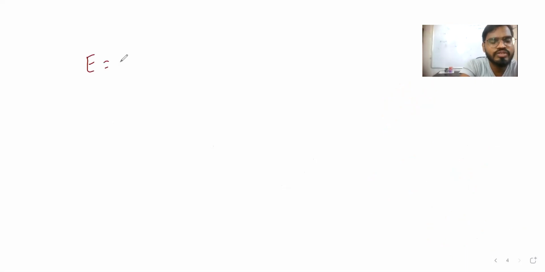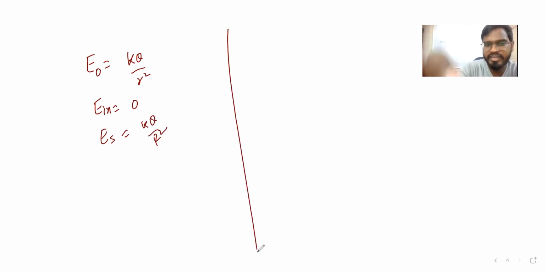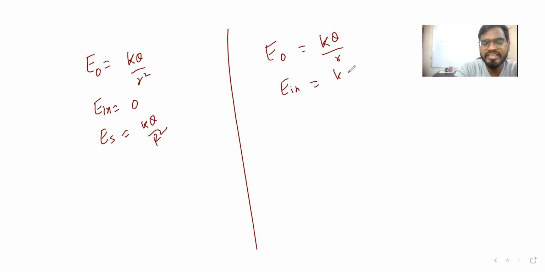Electric field outside is kq by small r square, right? Inside it is 0. On the surface it is kq by capital R square, right? That is about electric field. Potential outside is kq by r. Inside it is kq by capital R. On the surface, it is kq by R.